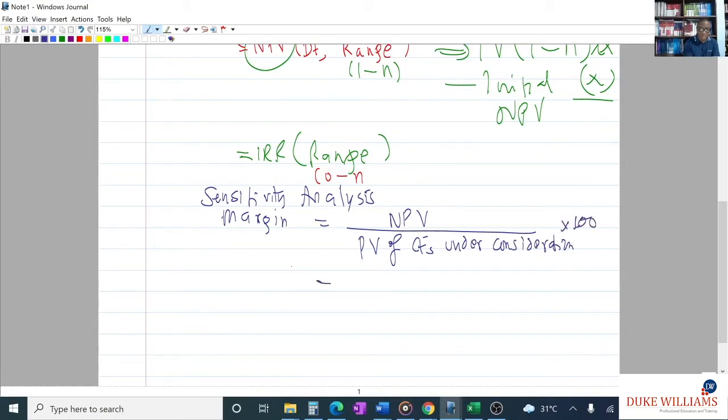Now, in our case, we find the NPV, which we already have, divided by the present value of the sales revenue, because that is the one related to the selling price. All this multiplied by 100 should give us that. So to find the present value of the sales revenue, I want to stress this.